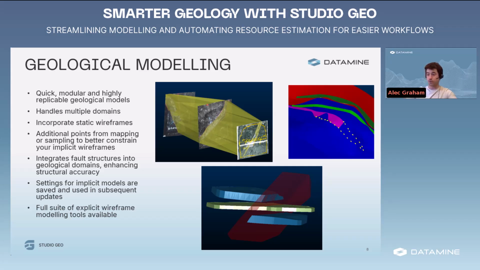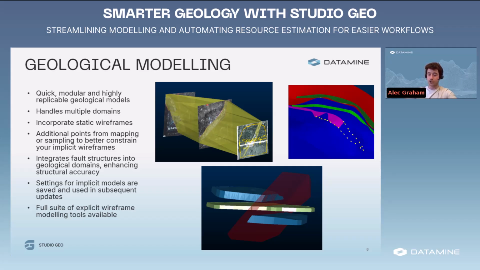It handles multiple domains, so we can have as many as we would like. And we also have the ability to incorporate static wireframes. So if we have a pre-existing explicit or implicit wireframe that we won't be making any changes to, we can still incorporate that into our watertight models, incorporate it into the workflow. It won't change, but it will still be considered in our model.